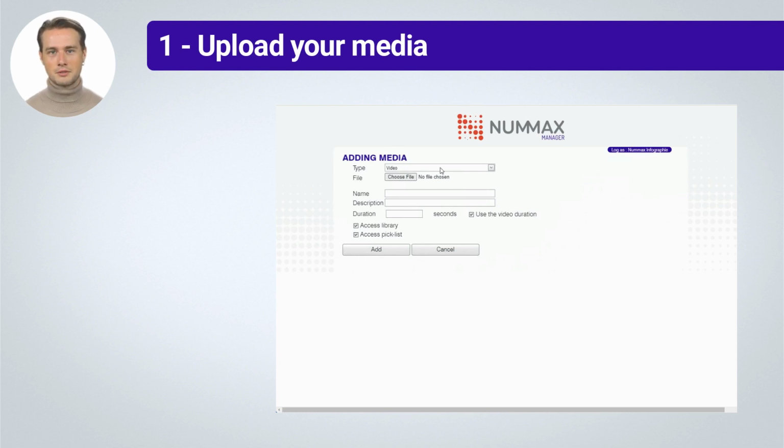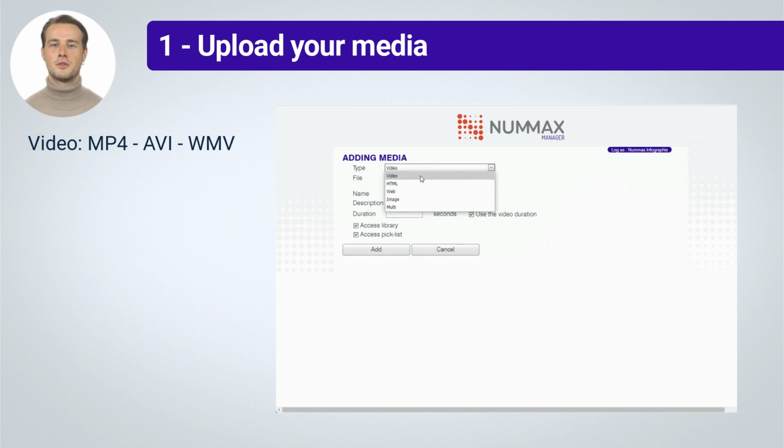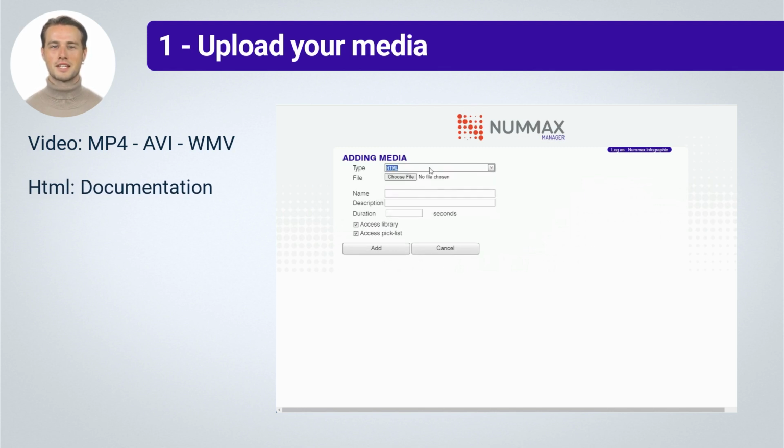First, choose the type of media you wish to upload. For videos, only MP4, AVI, and WMV formats are accepted. The HTML type allows you to upload compiled content in the form of a local HTML page. This is an advanced feature, detailed in our documentation.